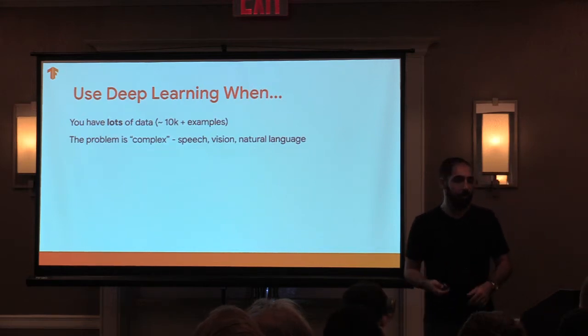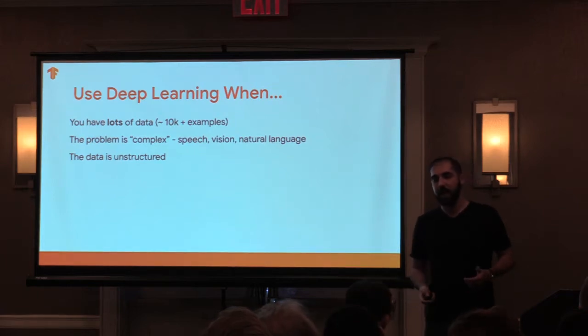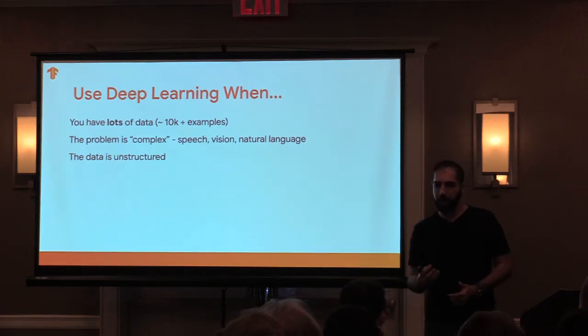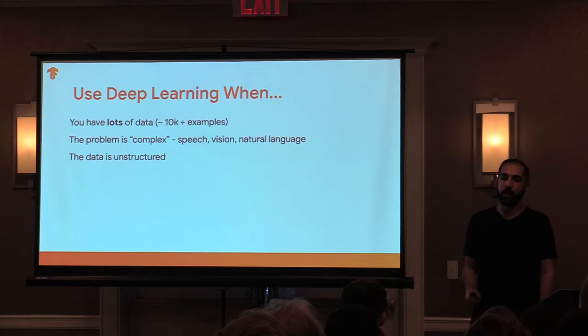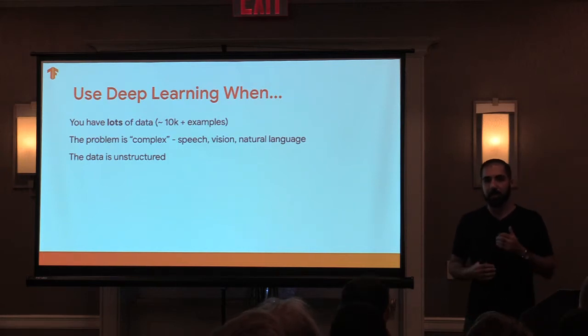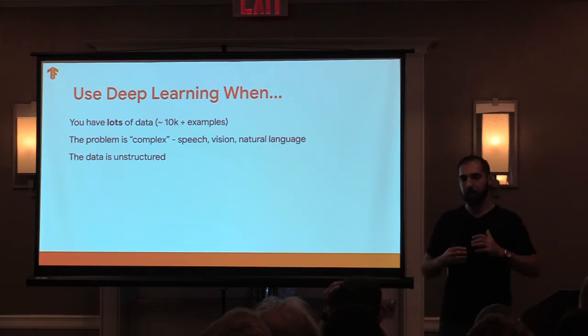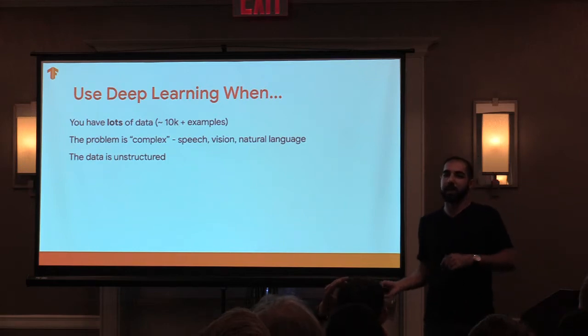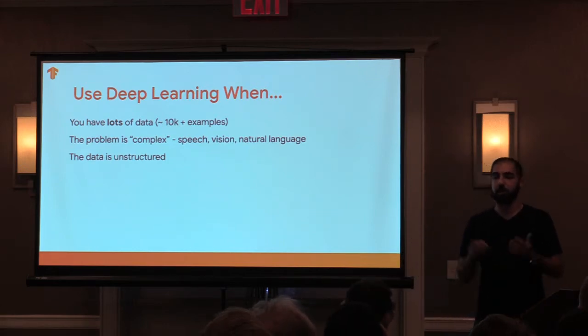Something that these all have in common is that the data is unstructured in all of them. So if you're working with unstructured data, deep learning is a really good tool to use, because by nature it builds those relationships for you, which you would otherwise be doing using traditional feature engineering.